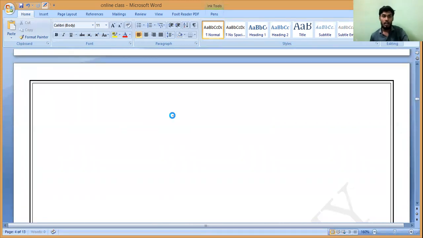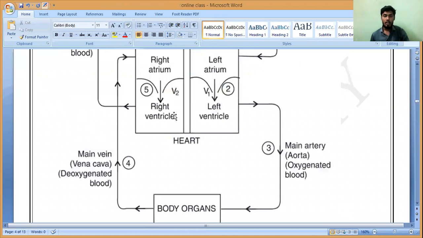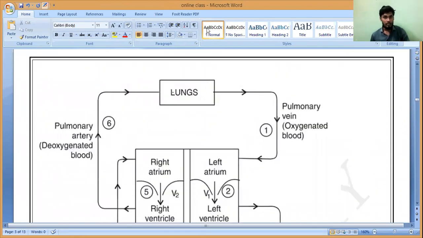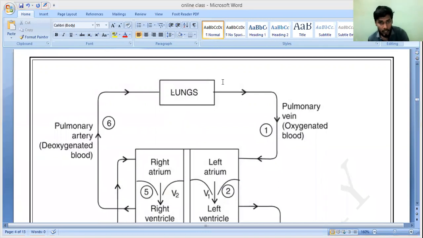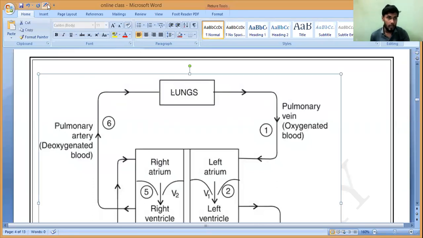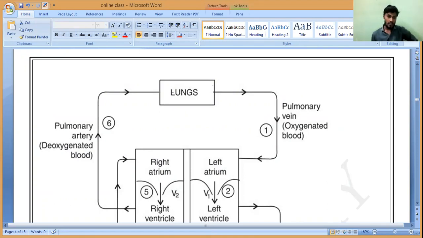Totally how many steps are involved? Six steps are involved. Now let me see, once again, who will say? Akshaya, anybody? Dilipan, are you there in the meeting? Janani, Nitish? Prahasini, what is the first step? Oxygenated blood goes to the pulmonary veins, sir. Step 1: oxygenated blood will be carried to the left atrium by the pulmonary vein.